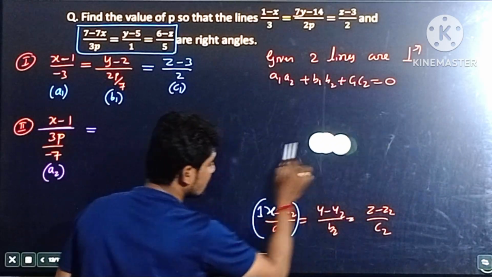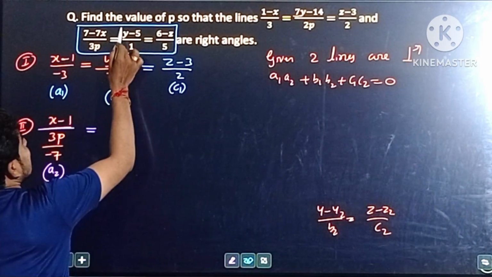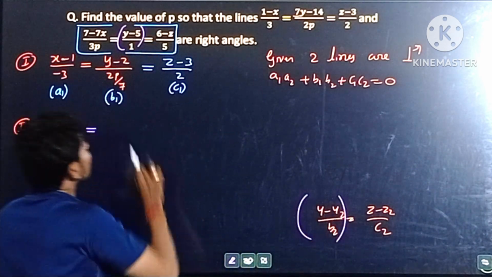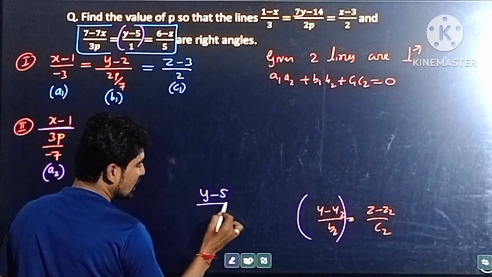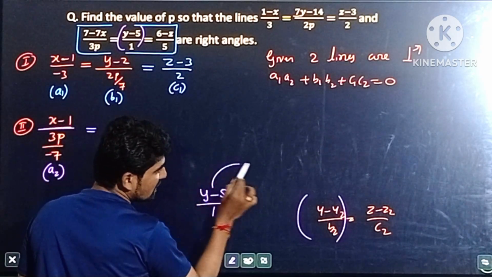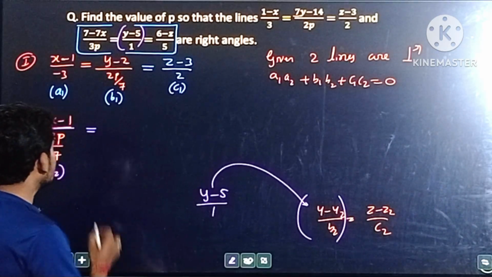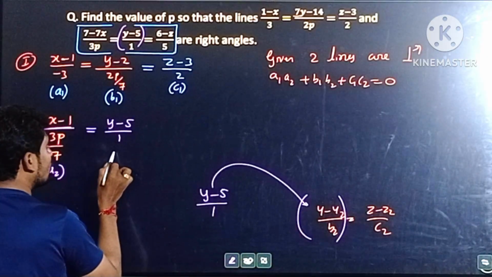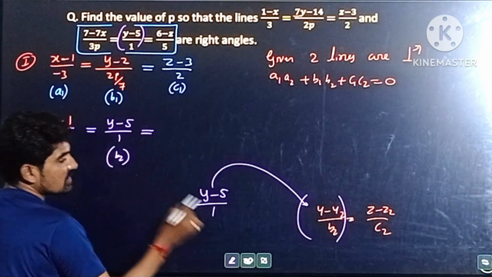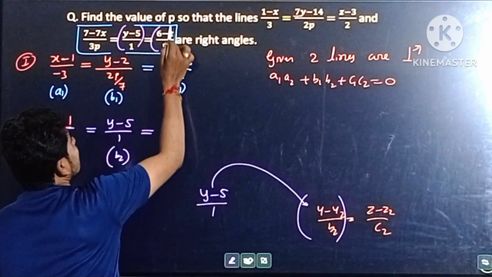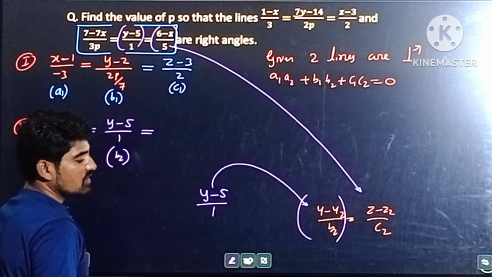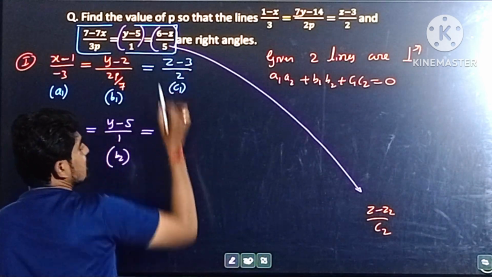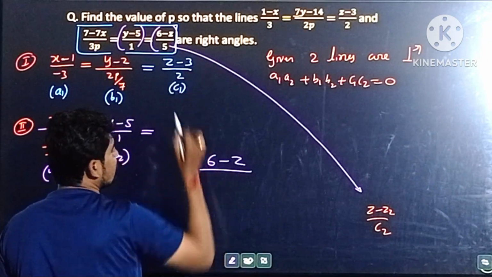Now to identify the value of b2, compare the second term in the given equation of line with the standard second term. Here the second term is y minus 5 divided by 1. Observe that this term is similar to the standard term, so as it is, y minus 5 divided by 1, where the value of b2 is 1. Similarly for c2, compare the third term with the standard form of the third term, where the third term in the given equation of line is 6 minus z divided by 5.